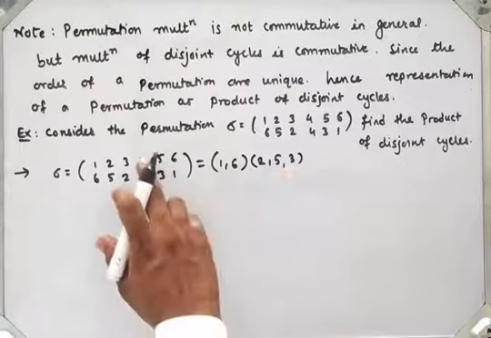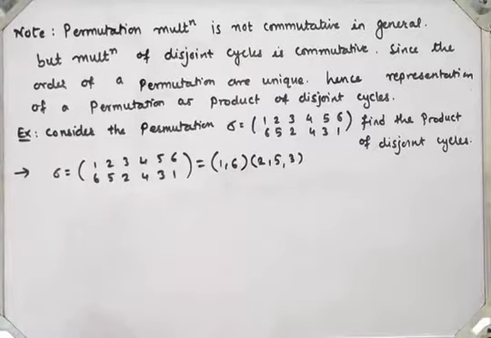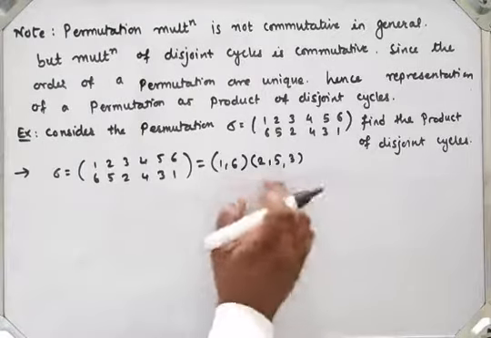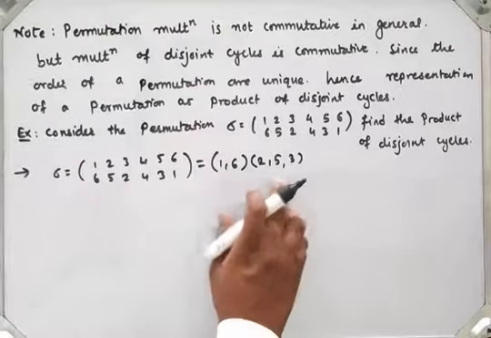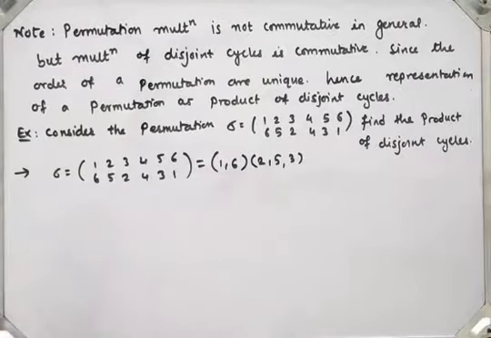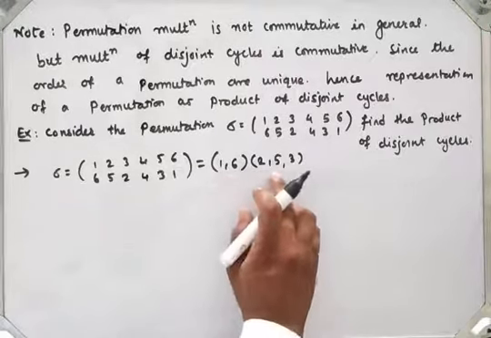Next, 4 is fixed and 5 is already in our set. So this is the product of two disjoint cycles. There is no common element between these two, and this product of cycles can be written again in the form of a permutation. Here it can be written as (1 6)(2 5 3).